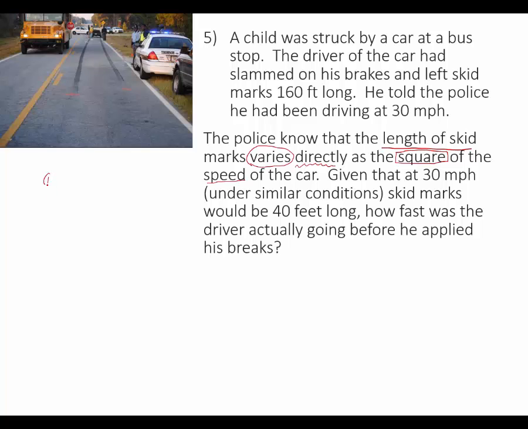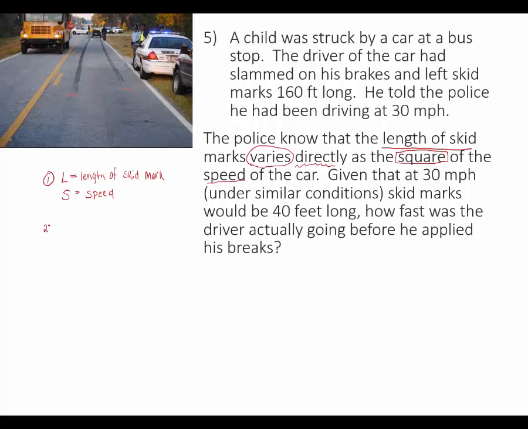So step one is to define the variables that I'm going to use. The first variable I'm going to use is L, and L is the length of the skid mark. The next variable I'm going to use is S, and S is the speed.